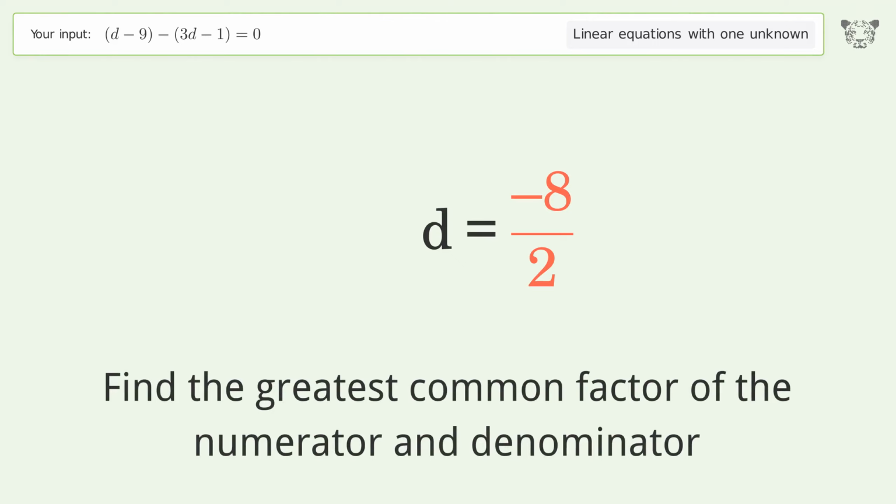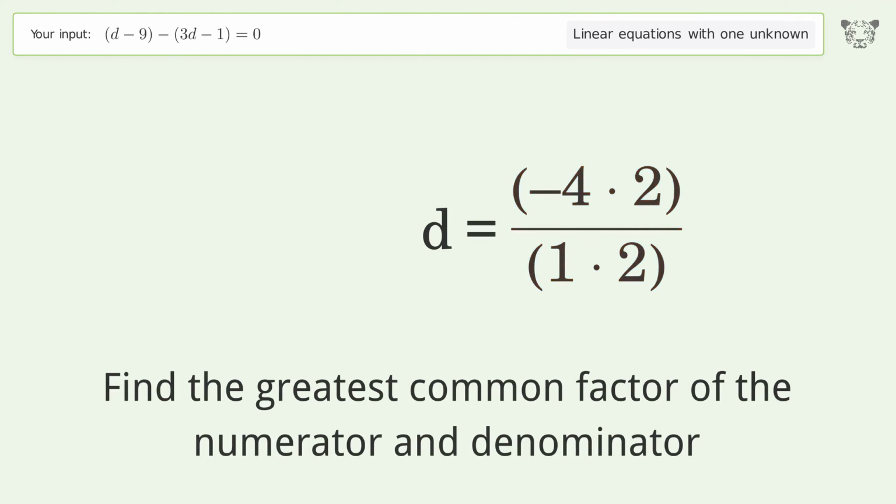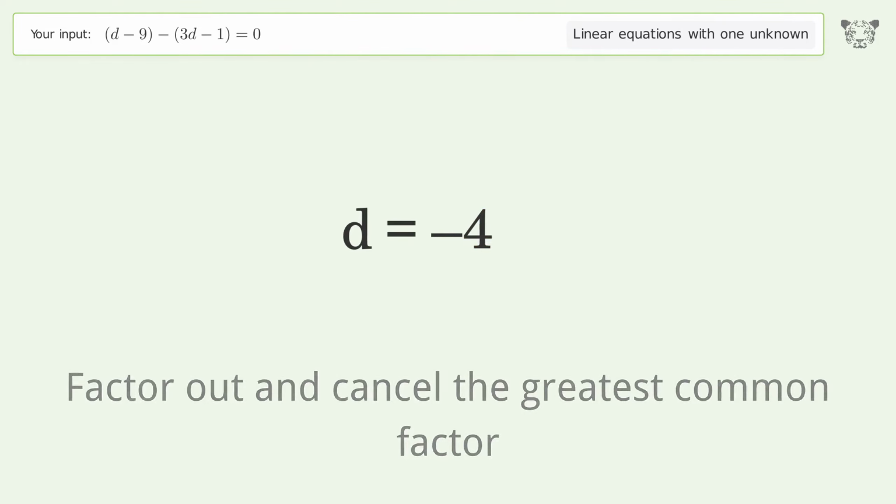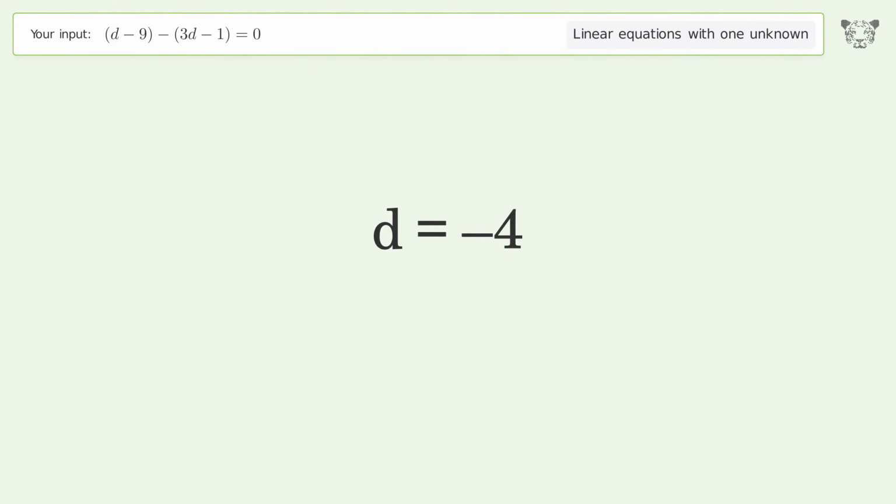Find the greatest common factor of the numerator and denominator. Factor out and cancel the greatest common factor. And so the final result is d equals -4.